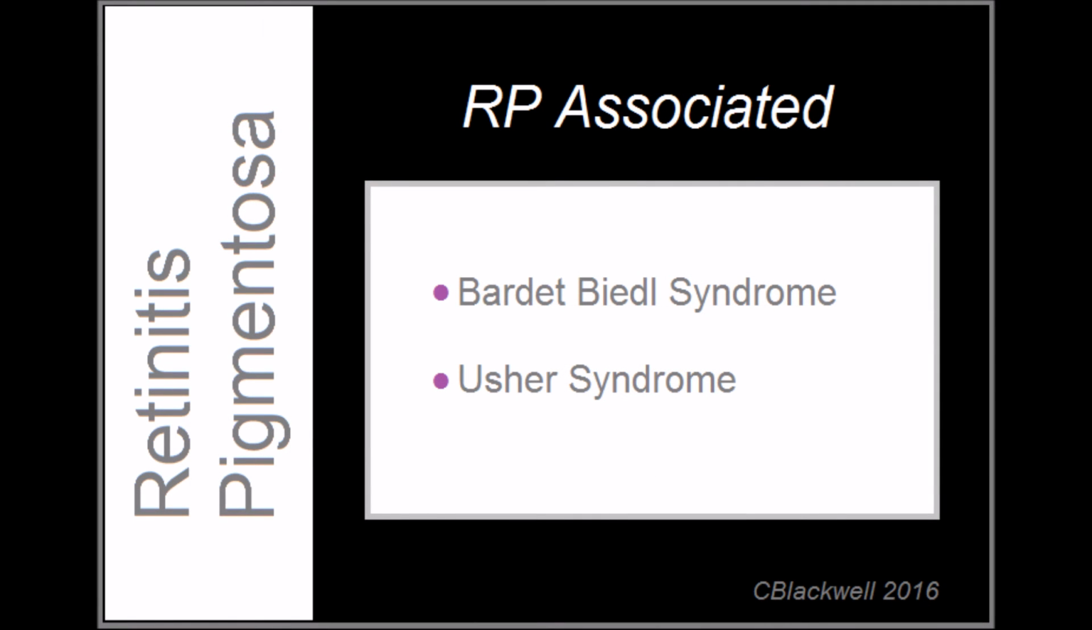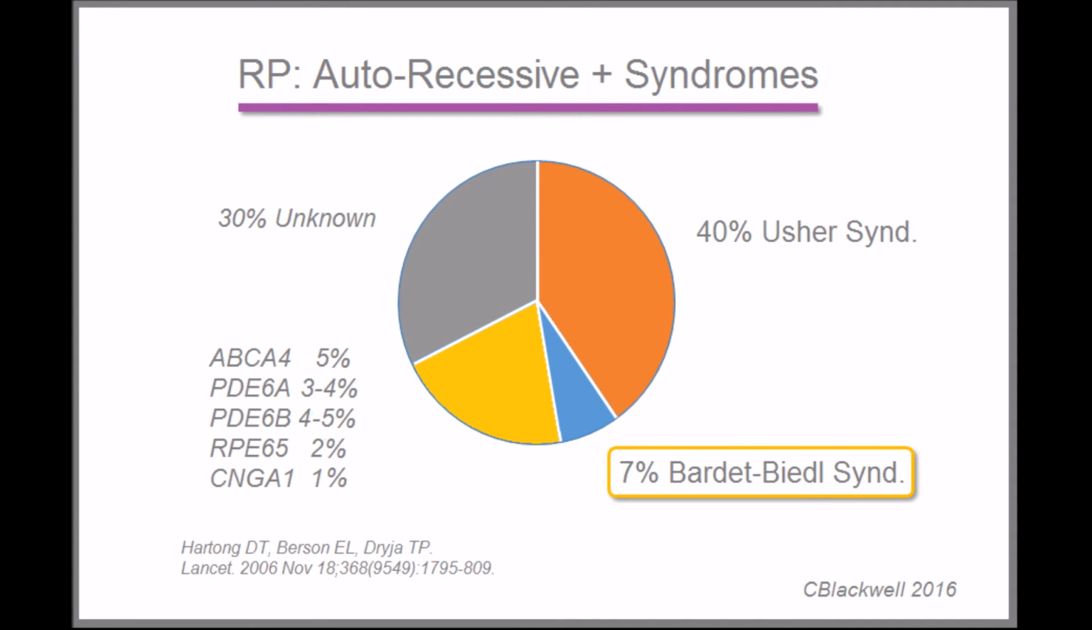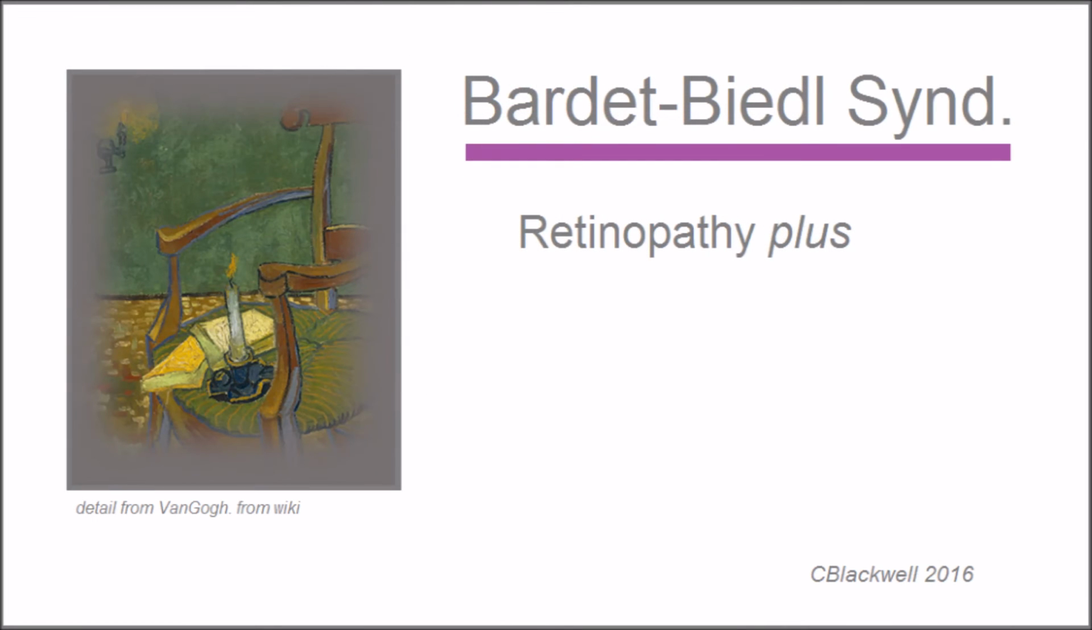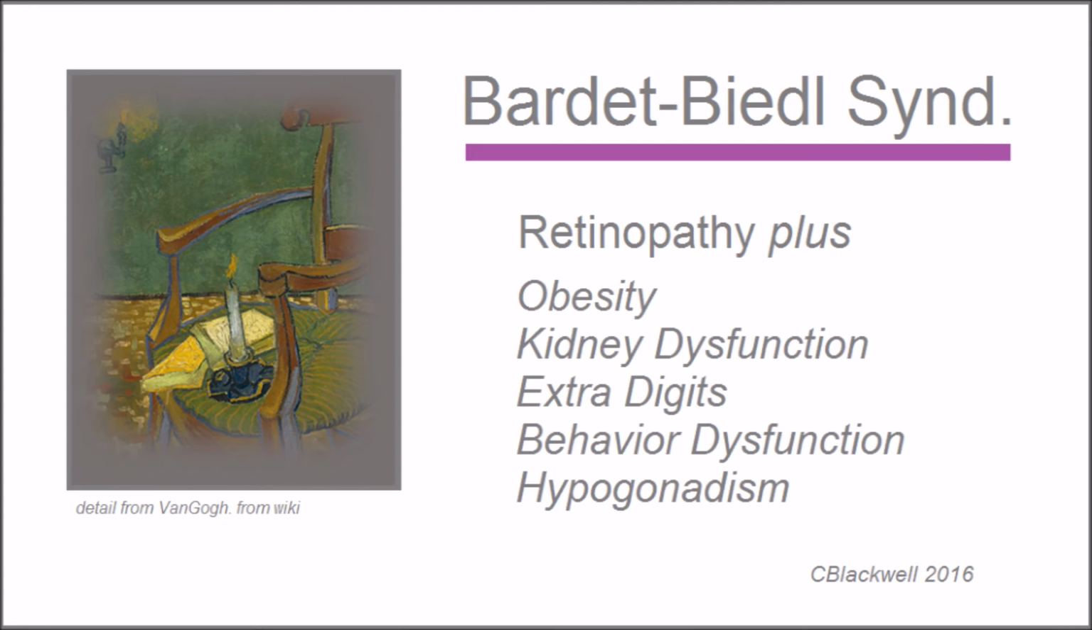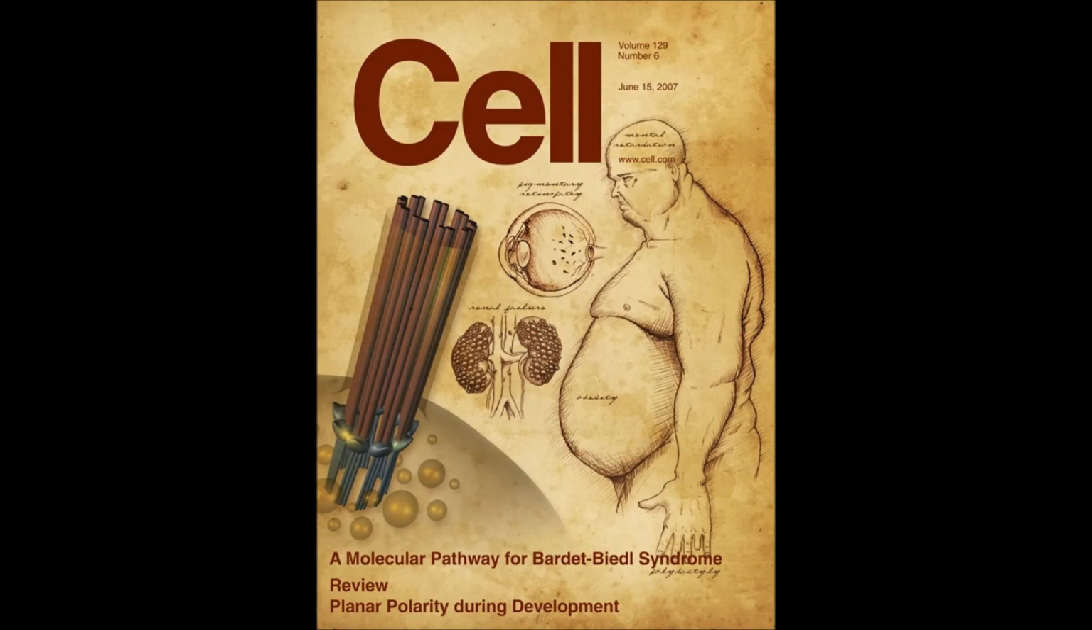Before we finish, there are two syndromic varieties we need to mention. They are rare, but give us insight into important cellular processes. One is Bardet-Biedl syndrome. In addition to RP-type retinal damage, it turns out a gene mutation can also cause the following set of defects: obesity, kidney dysfunction, extra digits, and more. What could these various seemingly unrelated defects have in common?